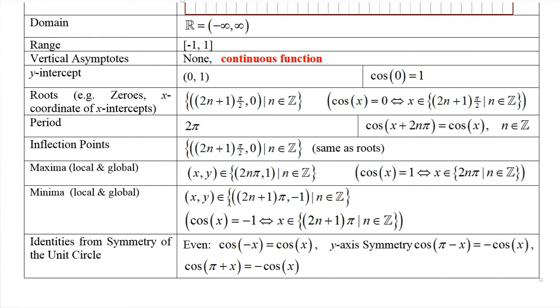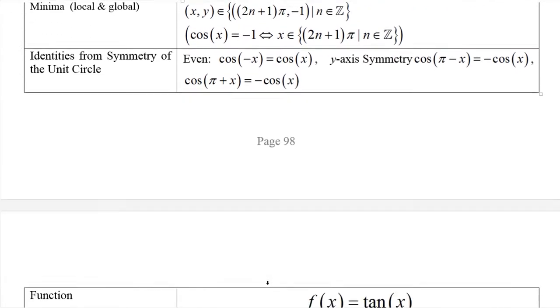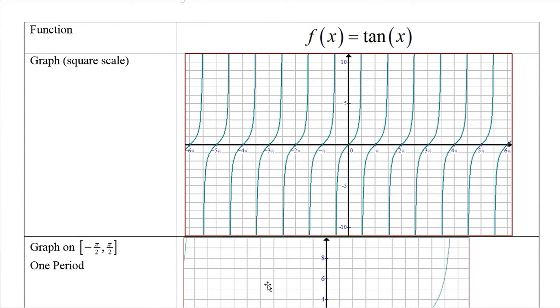The period is 2 pi, and then you can see here where the maxima and minima are. Keep going on here. Next function is tangent of x. So these are sort of our three most basic trig functions. Notice this one is not continuous. So sine and cosine were continuous functions. This one's not continuous. It is continuous everywhere it's defined, but it has vertical asymptotes.